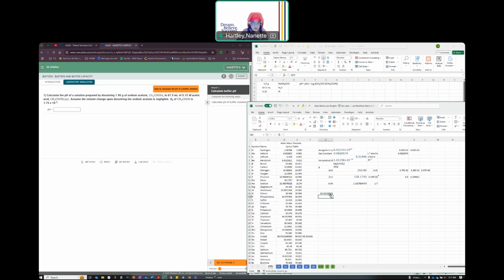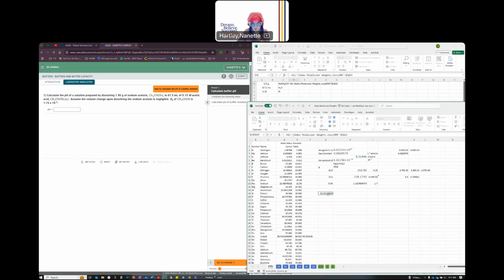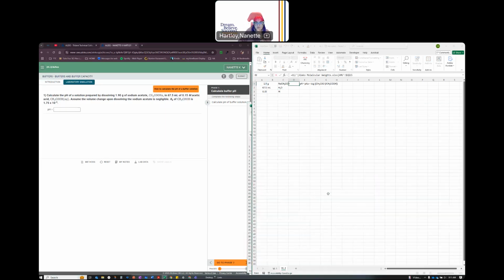And then it gives me this number right here. Okay. So if I want to calculate the molecular weight for that, that gives me the number of grams per, sorry. So if I take the grams divided by the grams per mole, that tells me how many moles I have. Okay. So this is how many moles.